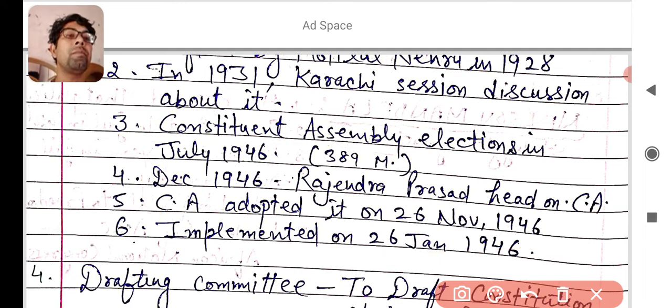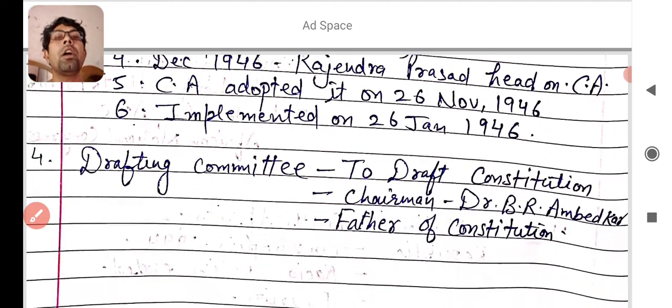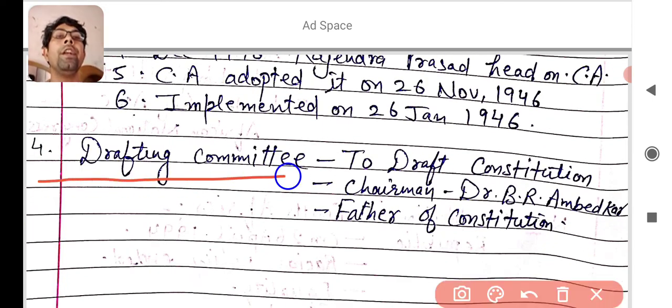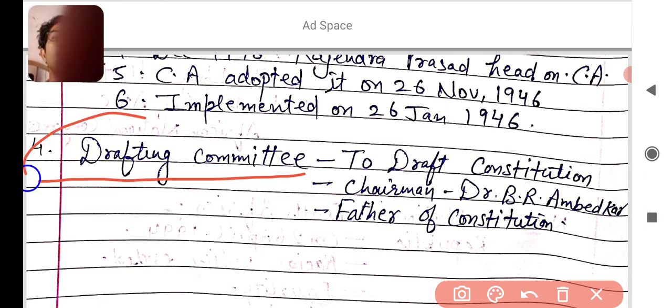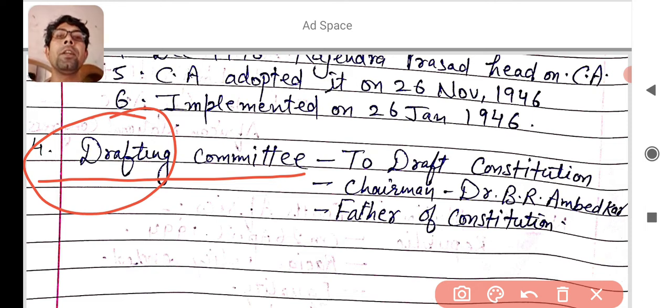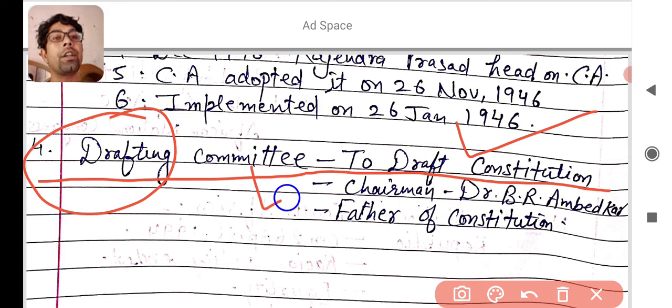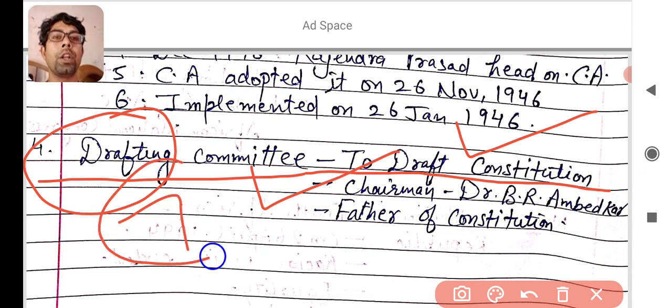Now the next major point, there was a drafting committee also made for making the Indian Constitution. Drafting here means to prepare the draft, the major idea of the Indian Constitution. The major objective of the drafting committee was to draft the Indian Constitution. And the chairman of that drafting committee was Dr. B.R. Ambedkar. And 6 other members were also there. 7 members were there in the drafting committee.